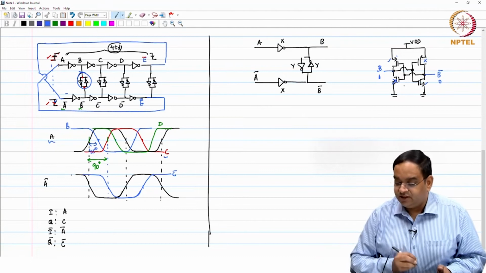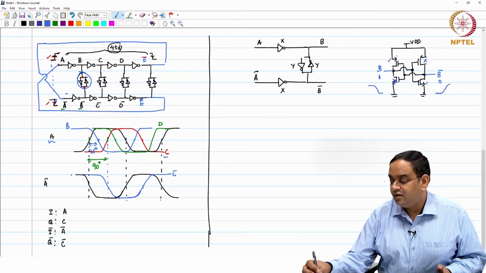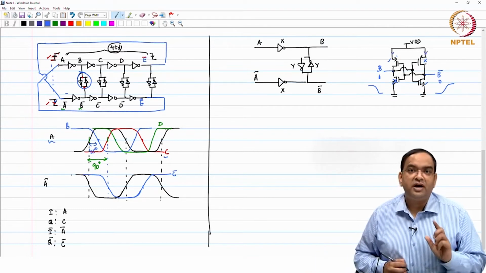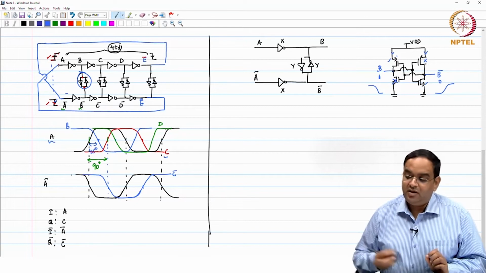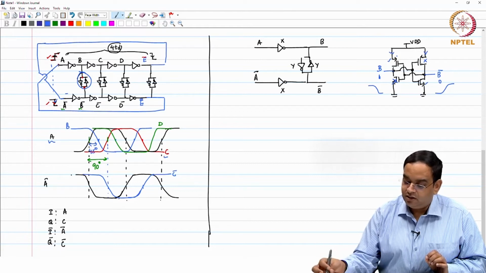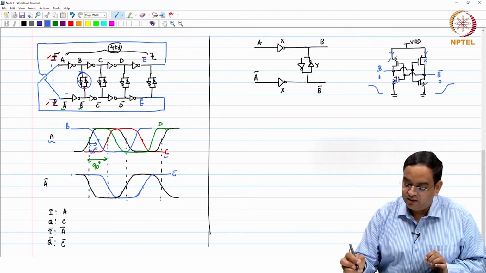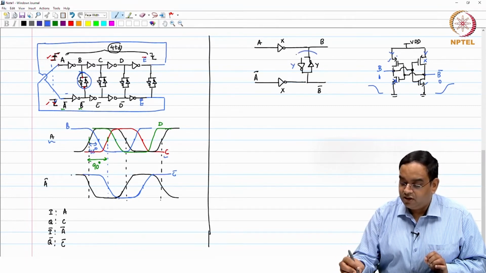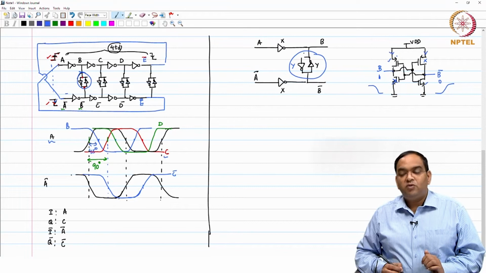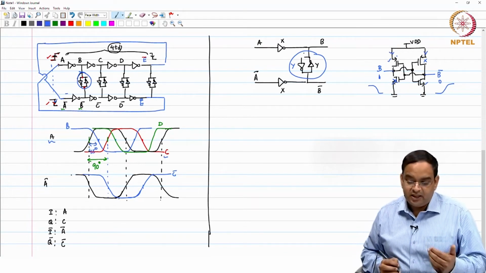So, what happens is that during the transitions at B and B bar, they will also consume a good amount of current, first thing. And the power consumption in this cross coupled inverter, by the way, you also call this a cross coupled inverter, can be very high if you do not pay attention.